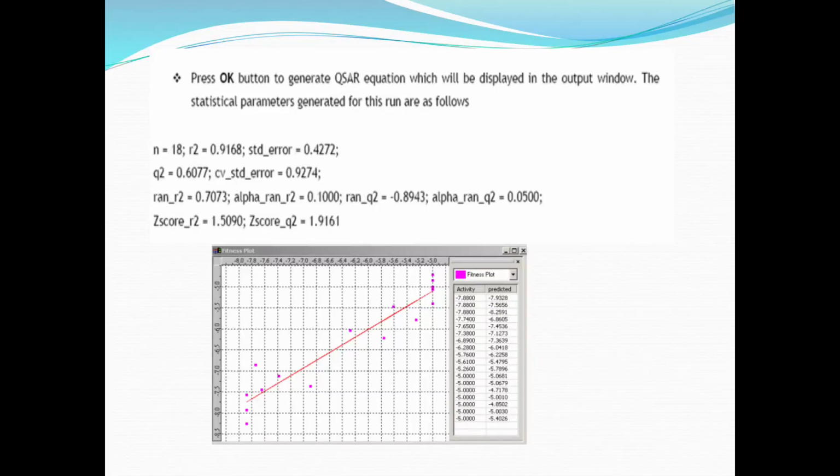Then what you get is known as the fitness plot. It will also give the total pathway count, but the fitness plot is very important.